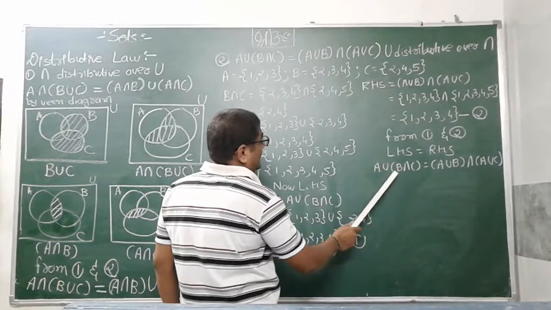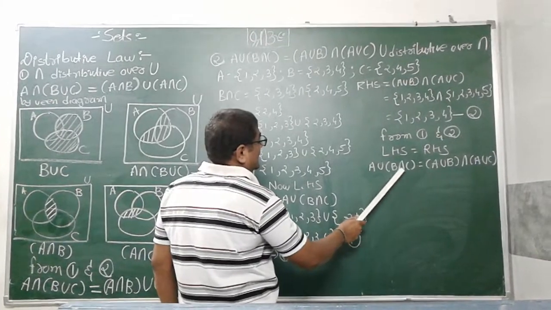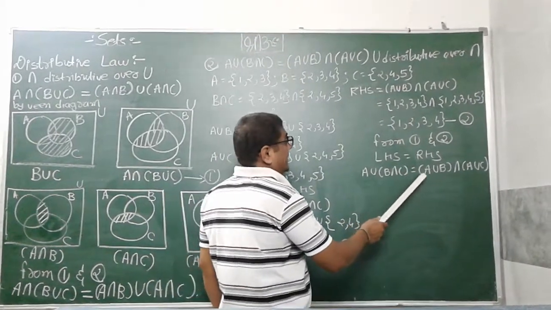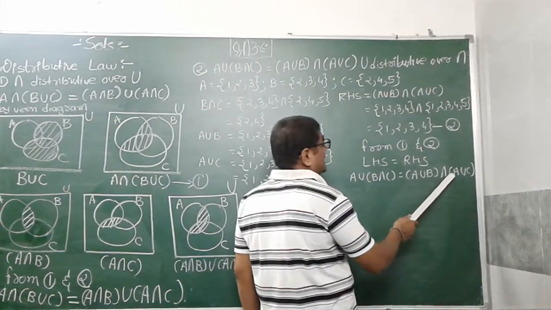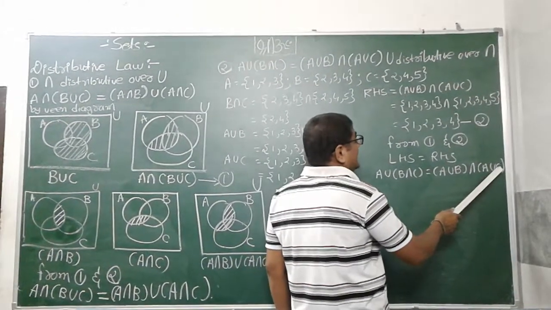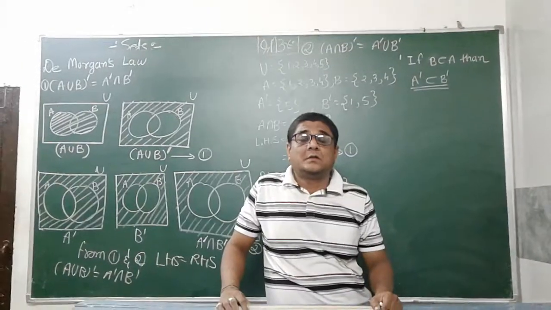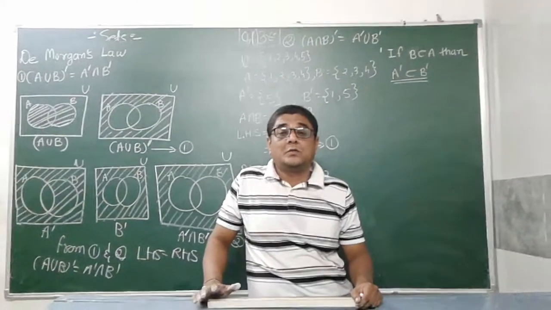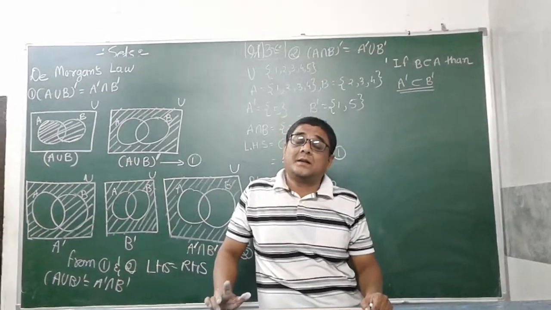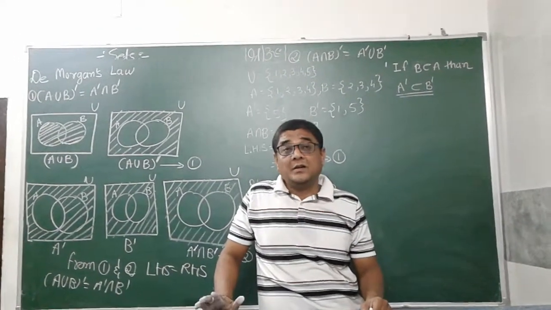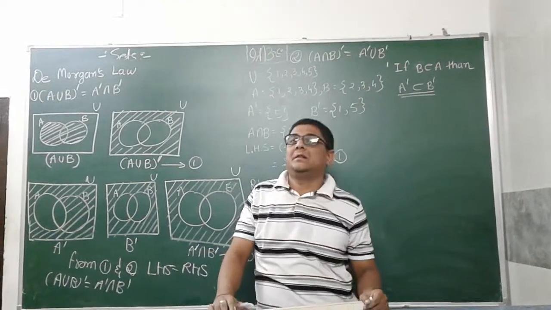So A union (B intersection C) is equal to (A union B) intersection (A union C). Now we are going to learn about De Morgan's laws, which need the pre-knowledge of union, intersection and complement.